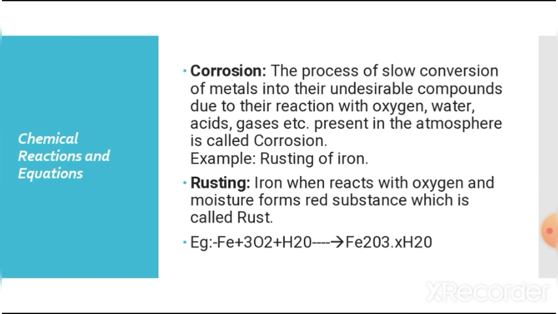Now, our topic is corrosion. The process of slow conversion of metals into their undesirable compounds due to reaction with oxygen, water, acid, gases, etc. present in the atmosphere is called corrosion. Example: rusting of iron, mainly seen in our monsoon season. Rusting: when iron reacts with oxygen and moisture, it forms a red substance called rust. Fe reacts with oxygen and water to form rust, reddish brown Fe2O3.xH2O.